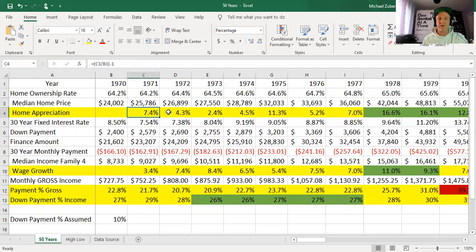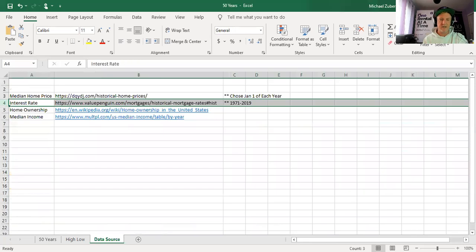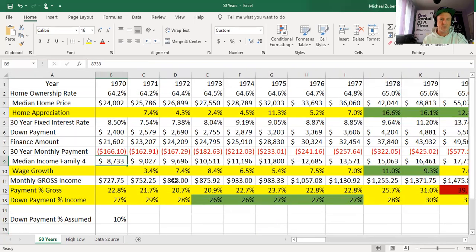The yellow sections are calculations, right? Fixed interest rate, down payment is a calculation, finance amount is a calculation, payment is a calculation. Median income is just a number typed in from the source. And again, I list the source here. You are free to use any source you would like. The reason these numbers are blank in 1970 is I didn't have 1969 data, because I'm going from 1970 to 2020, 50 years. So that's why there's no base data here, but that's why it starts going forward. So again, 50 years of data.